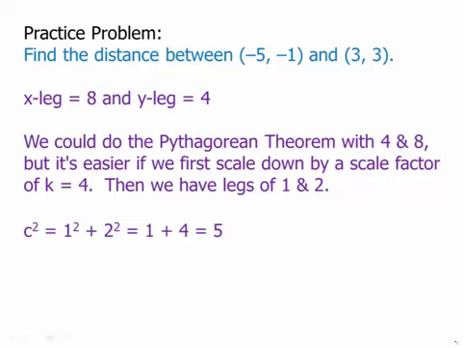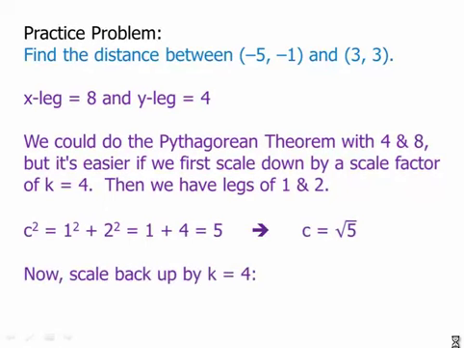Well, that's very easy to solve. If we have legs of 1 and 2, we square those, we get c squared equals 5, c equals the square root of 5. Now we'll scale back up by a scale factor of 4, and we get a hypotenuse on the larger slope triangle of 4 root 5, and that's the distance between those 2 points. So notice that we could use proportional thinking to really simplify that calculation.